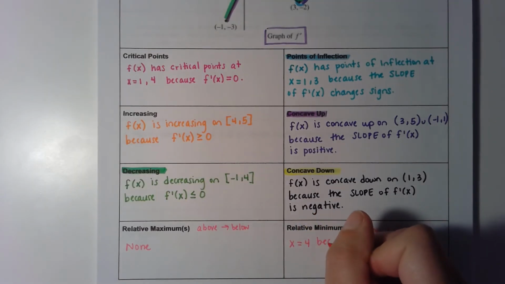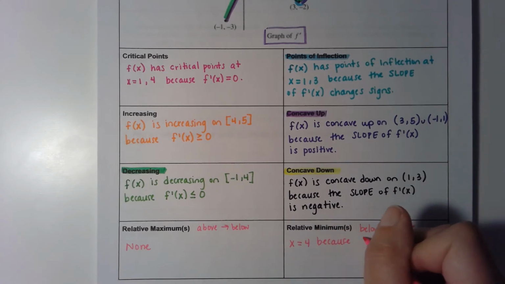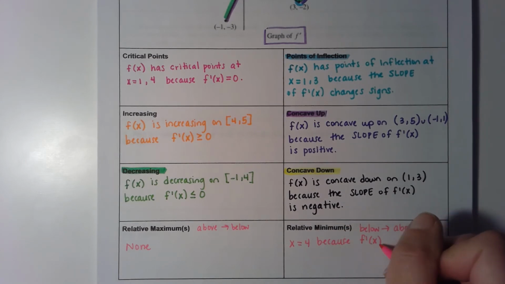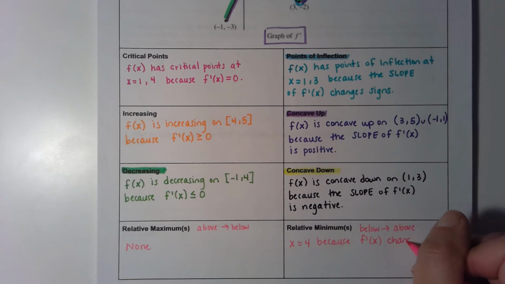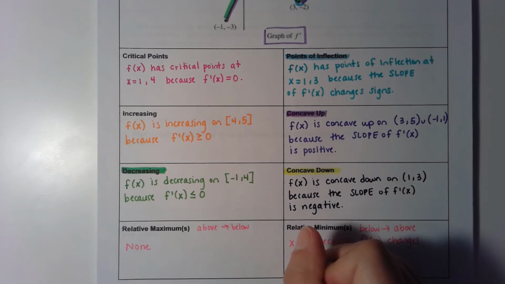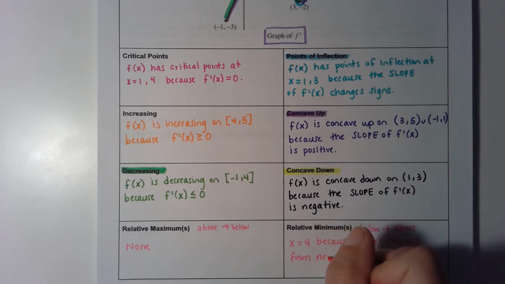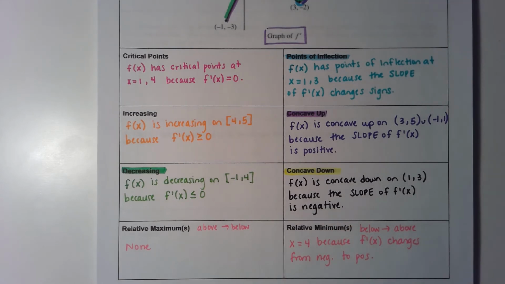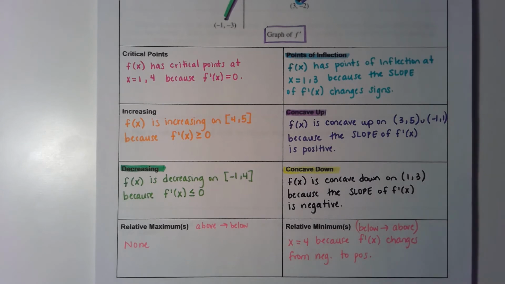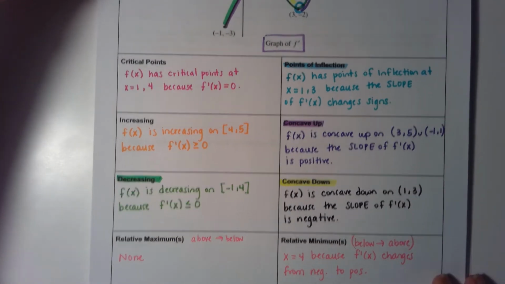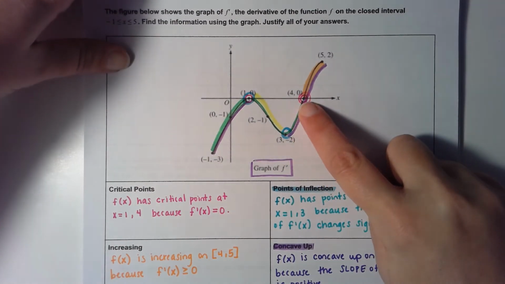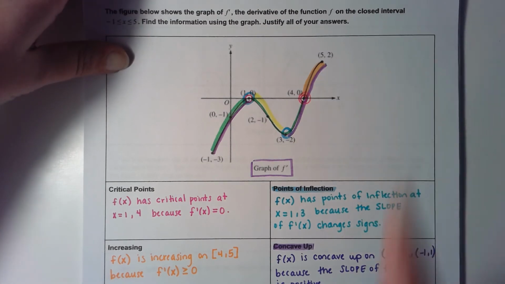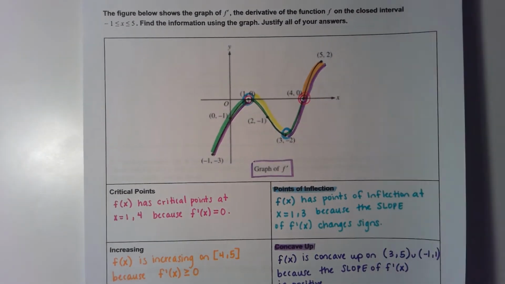And we would say because f prime of x changes from negative to positive, which is, in other words, below to above. So you can see we're below, which means we have a negative slope, changing to above, which means the original has a positive slope.